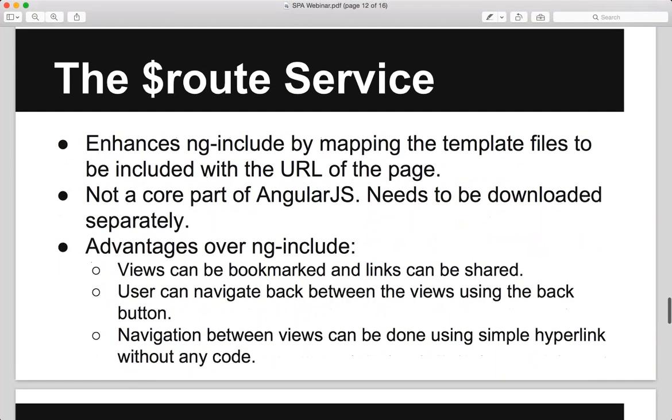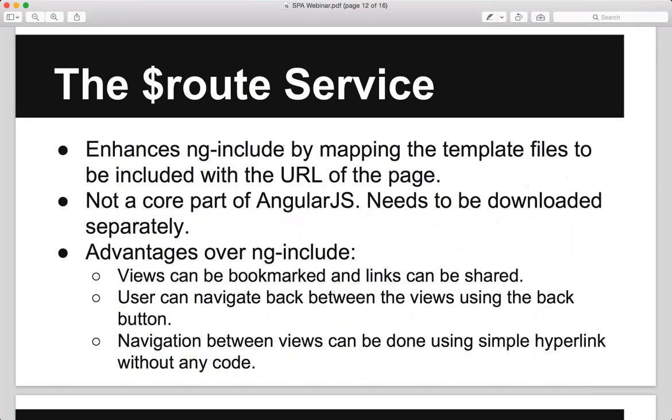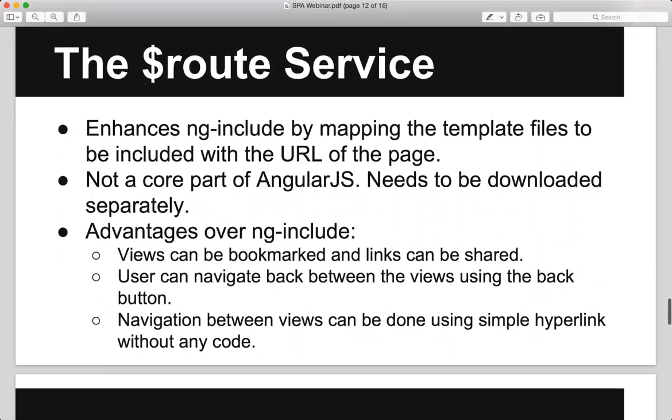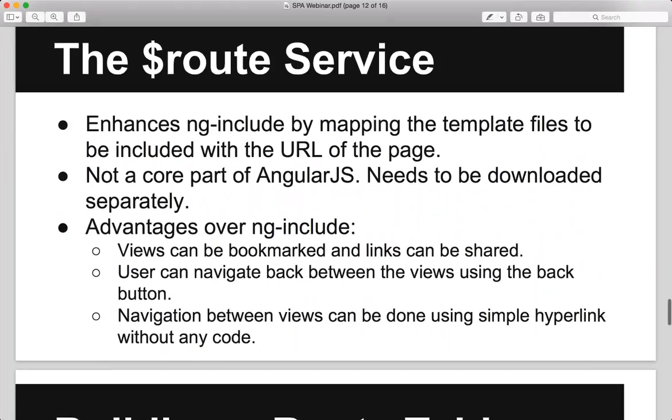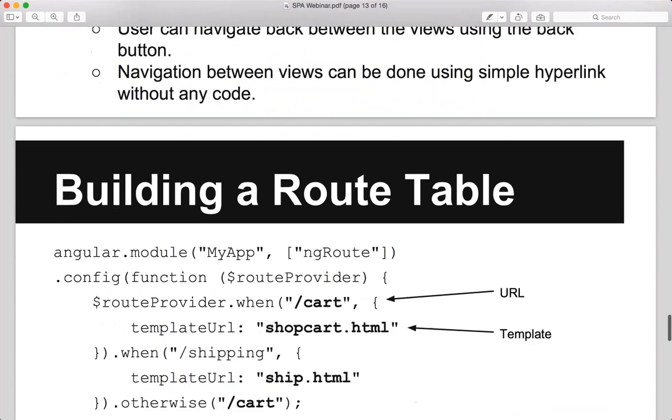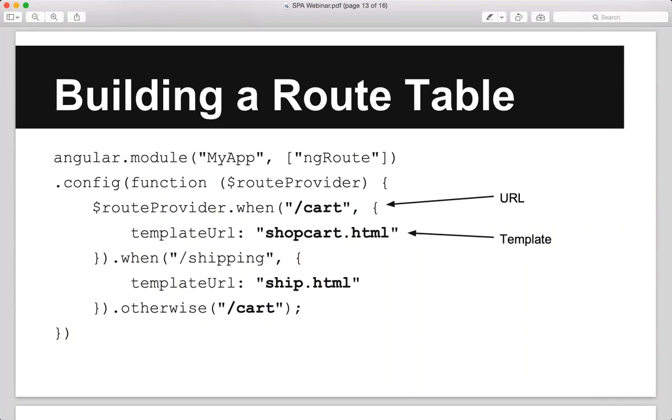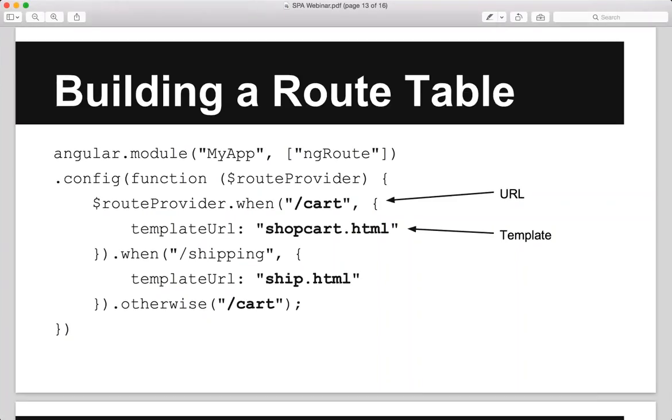And to navigate between the views, we can just set up hyperlinks, and we don't have to write any code. So let's see how that works. First, we need to create a map between the URL and the view templates. And this map is created using the route provider, which is the accompanying provider for the route service. Every service can have a provider, and because our service is called route, the provider is called route provider.